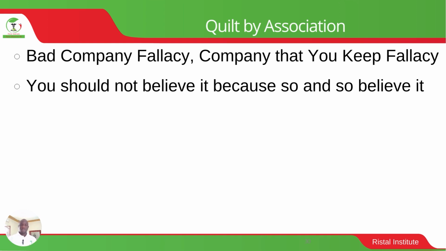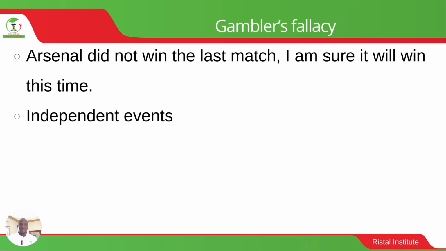So those are the things. Gambler's fallacy. And you see, Arsenal did not win the last match. I'm very sure it will win this time. Okay, so you are predicting the occurrence of a particular outcome based on another event that is actually not related to the event that is going to happen next.